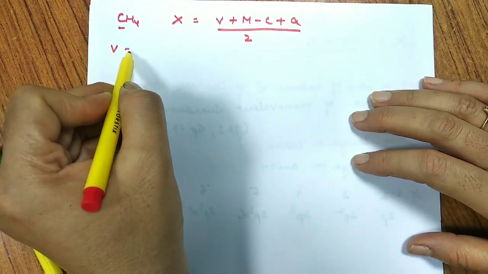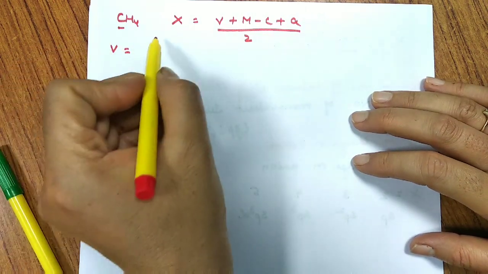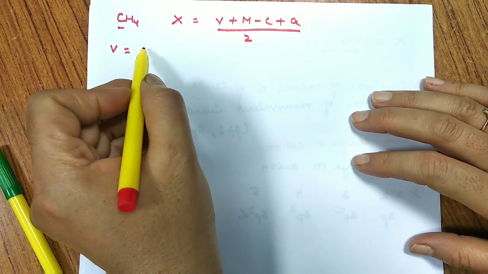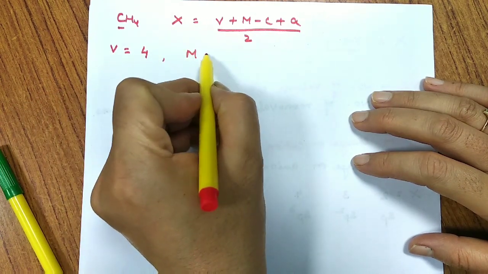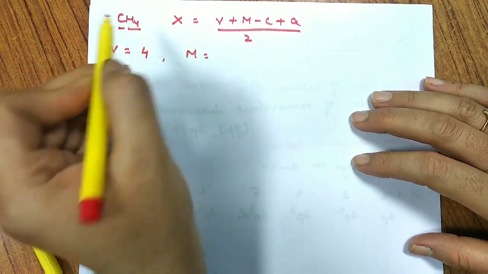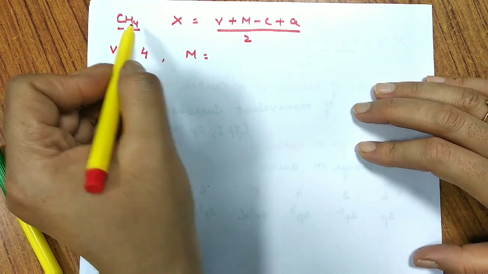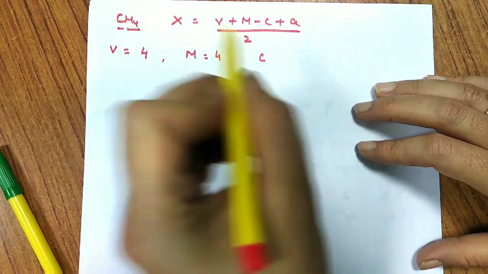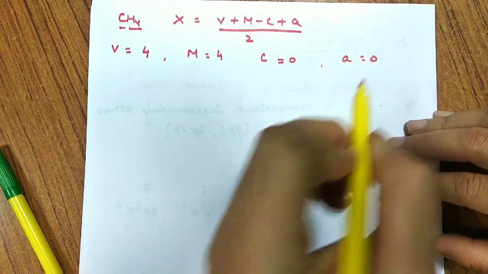What is V out here? V is the number of valence electrons of the central atom, and the central atom is carbon. Carbon's atomic number is 6, so the configuration is 2, 4, and the valence electrons would be 4. M: how many surrounding atoms are there? There are 4 surrounding atoms. Is the surrounding atom monovalent? Yes, hydrogen is monovalent. So M would be 4. Is there any charge on the species? No. So C is 0 as well as A is also 0.